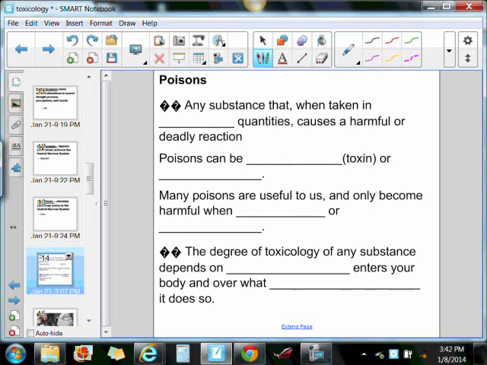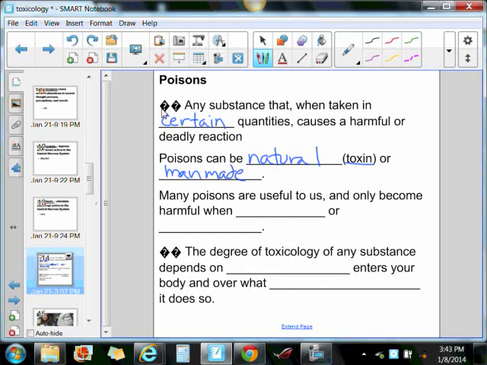And in terms of a poison, so this is kind of our second category, it's any substance that when taken in certain quantities can cause a harmful or deadly reaction. So it's really the amount of this stuff that you take. It could be man-made, right, or it could be from nature. So it could be natural or man-made. Okay, if it's natural, it's usually called a toxin.